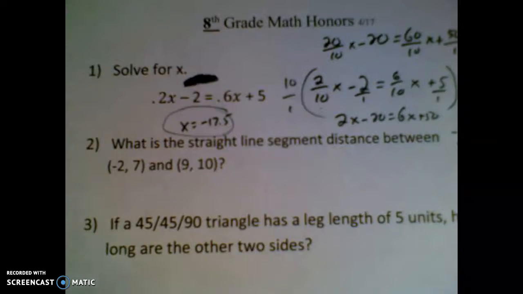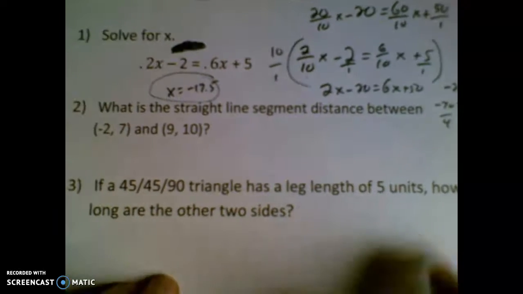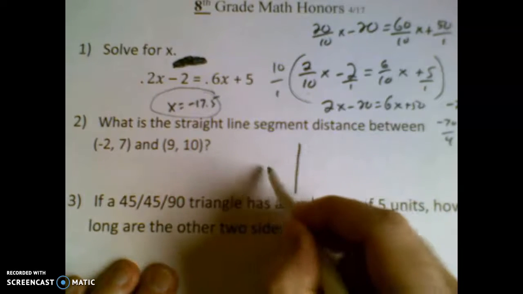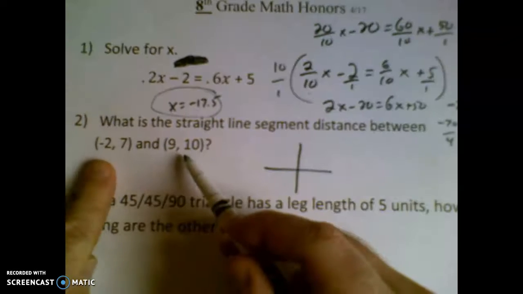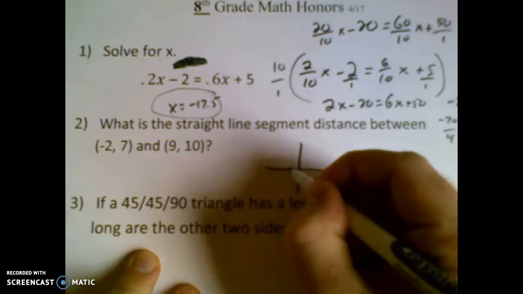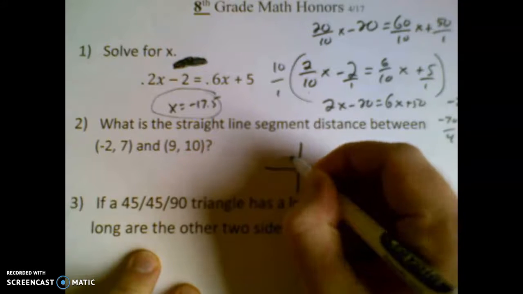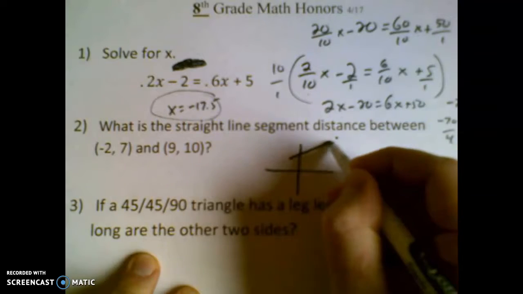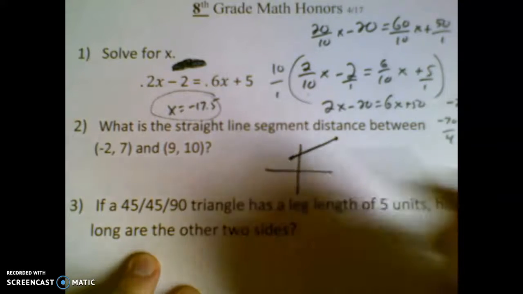Number 2, what is the straight line segment distance between those two coordinates? I call it a straight line segment because, of course, it ends at these 2 points. So I plot negative 2 comma 7, let's say it's about here, and 9 comma 10, let's say it's about here. So I know how long that line segment is.